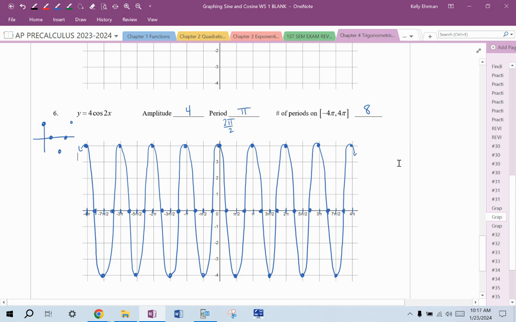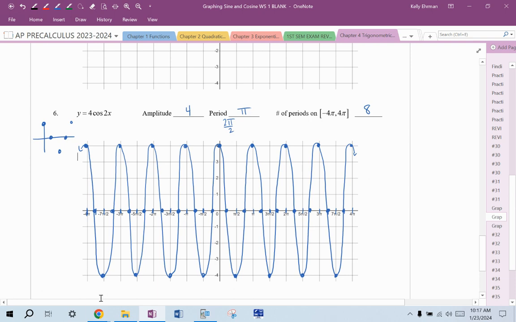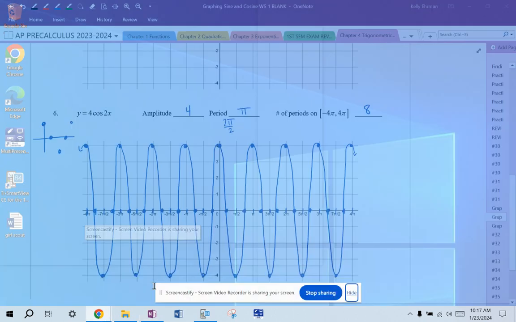All right, that's it for this worksheet. Graphing just takes a lot of practice, but hopefully this kind of helped. Come see me for office hours if you want more practice.